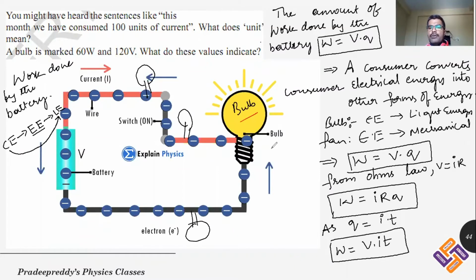So this amount of energy consumed is practically called a unit. So what is a unit? A unit is the mathematical expression of the amount of electrical energy consumed in an electrical circuit by all the consumers present in that particular circuit. So we are talking about the unit.